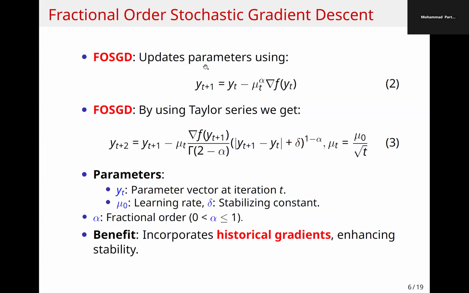Now we have this update for fractional order SGD, but by using Taylor series for the fractional gradient, we get relation 3, and also we consider the learning rate as mu naught over square root of t, where mu naught is a learning rate, and delta here is the stabilizing constant. So now the goal is to find the best alpha and the best mu naught.